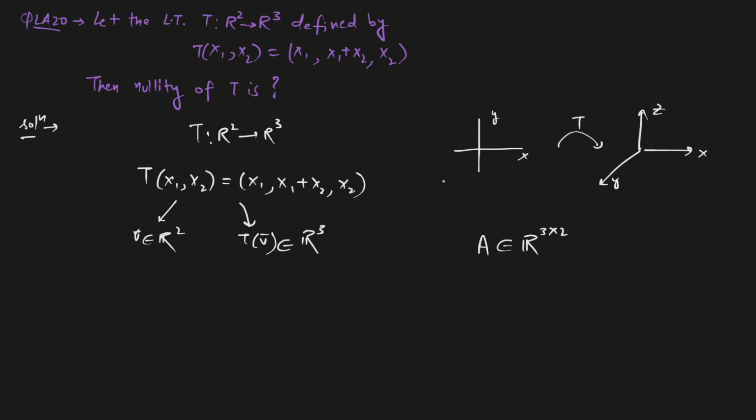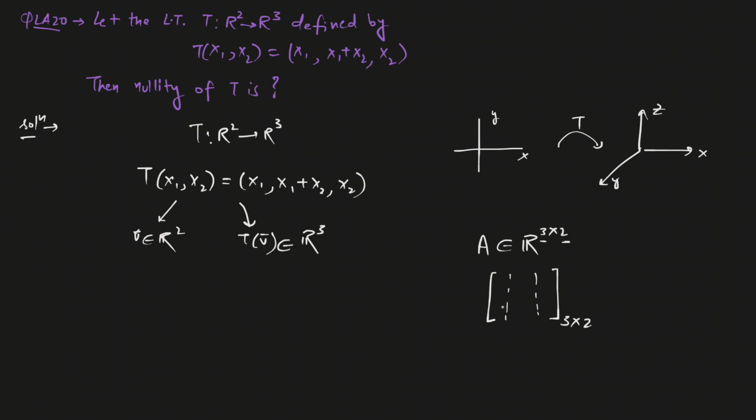Why? Because the input vector space is R2, so this represents the dimension of the input vector, and this represents the dimension of the output vector. This matrix contains two column vectors, where the first column vector is where the first basis vector lands, and the second column vector is where the second basis vector lands.